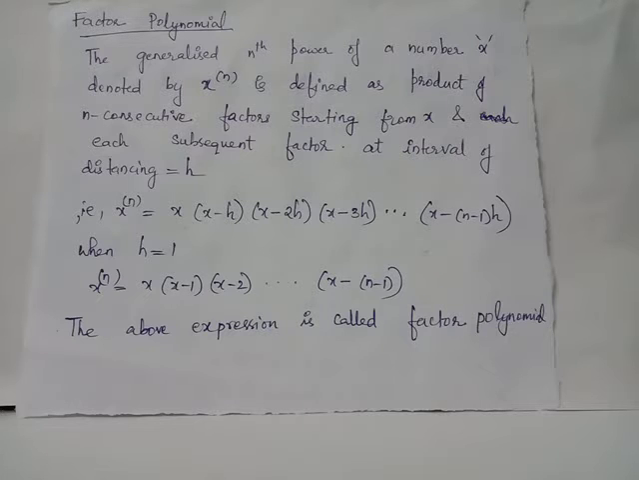When h equals 1, we have x raised to n equals x into x minus 1 into x minus 2 into etc. x minus n minus 1. This notation, x raised to power n, where n is appearing inside brackets, denotes the factor polynomial or factorial polynomial.